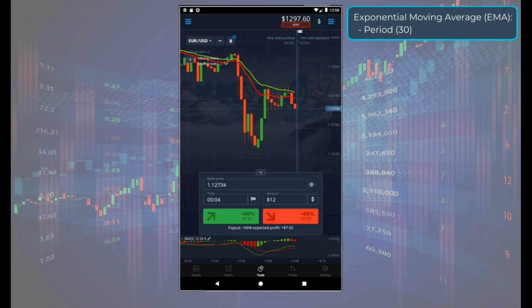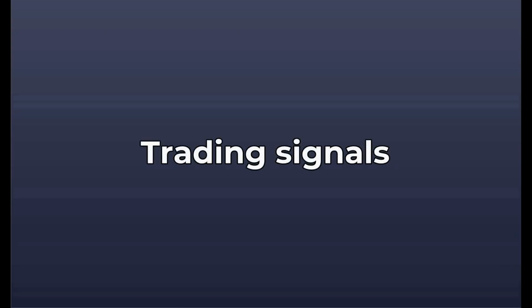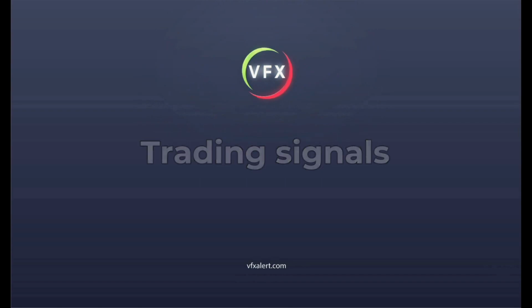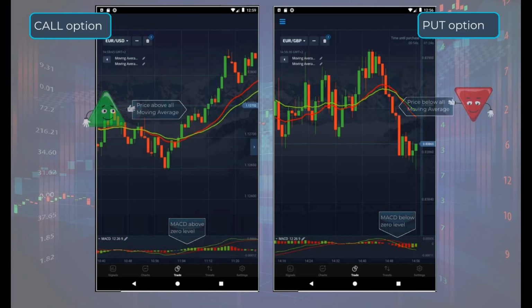After installing the indicators on binary options charts, we look at examples of signals. On the screen, trading signals and options opened when the following conditions are met. Call option: the price is above the moving average or breaks out from the bottom up, and MACD is above the zero level. Put option: the opposite. The price breaks the moving average from top to bottom or moves below, and MACD is below the zero level.